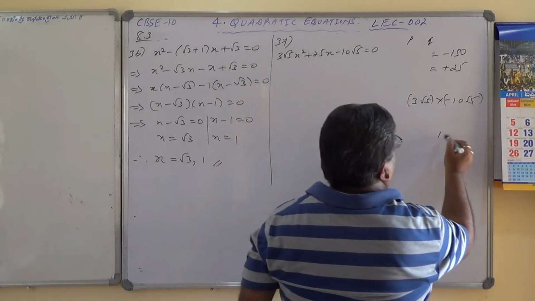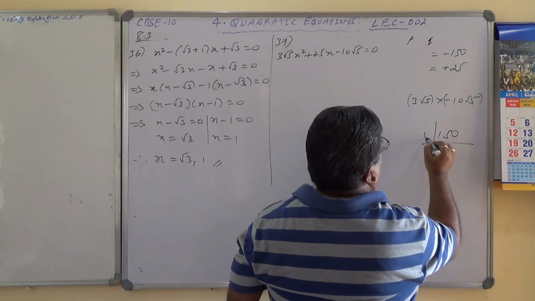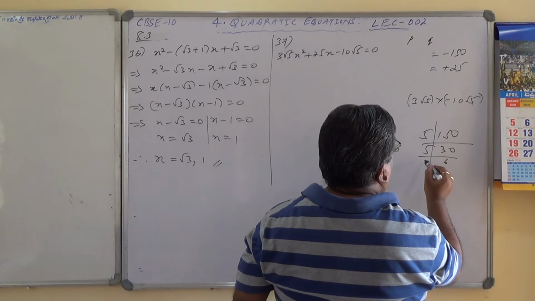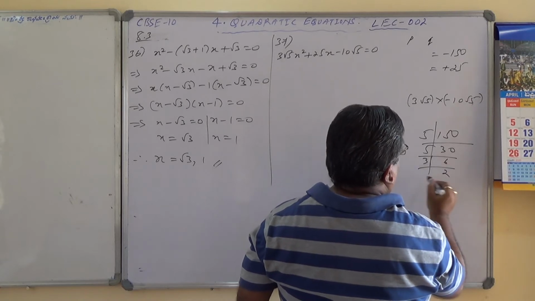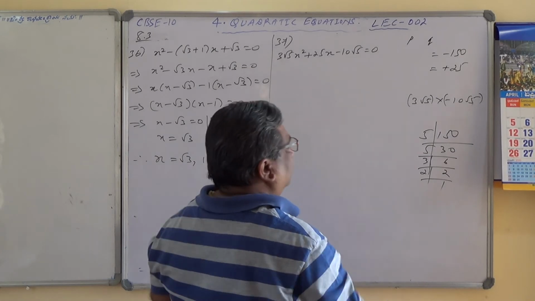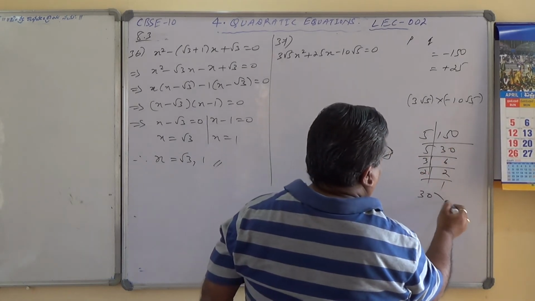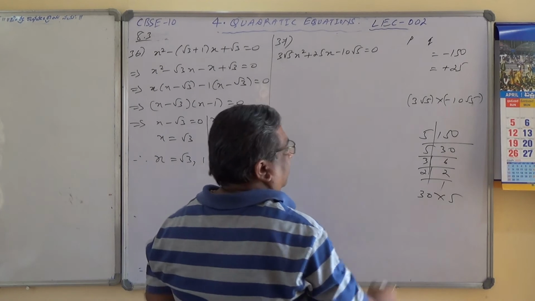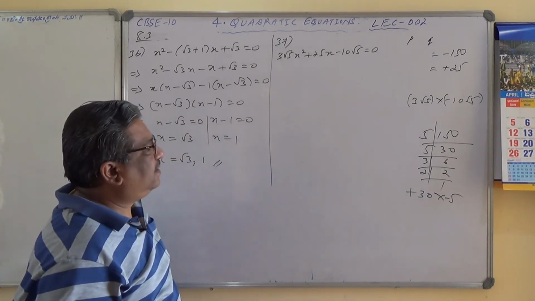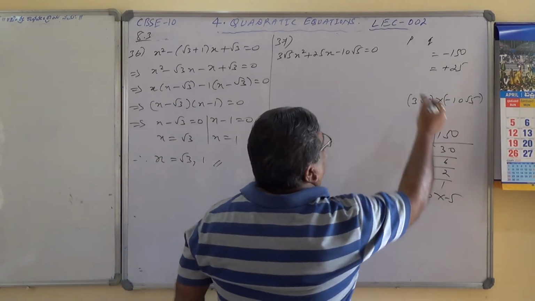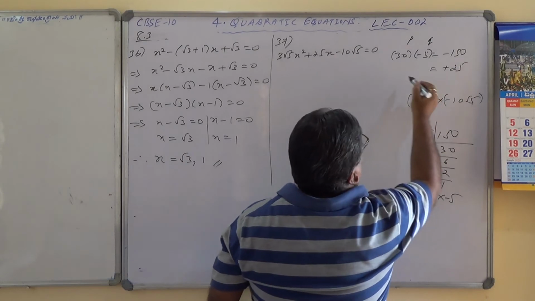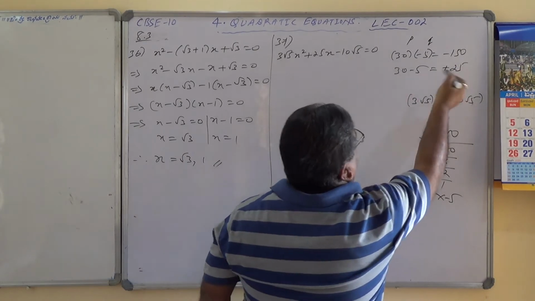So 150, factorize this. 5 3s are, 5 6s are, 3 2s are, 2 1s are. 30 and 5, 30 and 5, check it. Minus 30 plus 30 minus 5, possible. Check this. 30 into minus 5, 30 minus 5, it is possible.